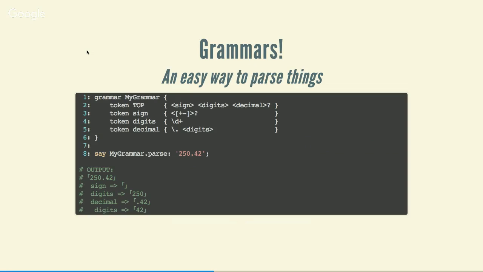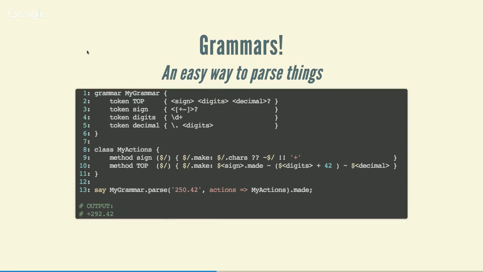Now, usually you don't just want to look at what you parse, you want to do something with it. So this is where the actions class comes in. For each token that you have in your grammar, you can define a method. It takes a match object as a signature. You can call a make method to store a value that this token should represent, and you can get that value back inside other tokens by calling the made method.